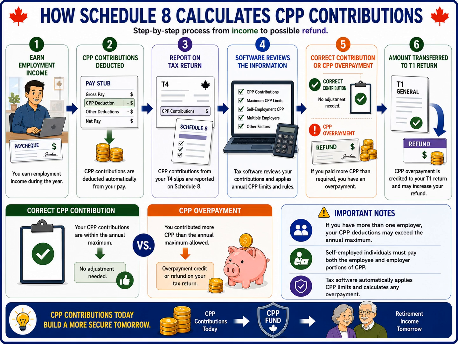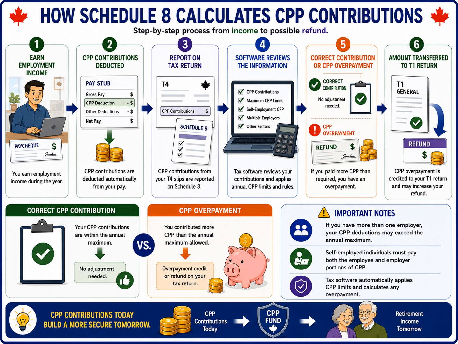income. After these checks are complete, one of two outcomes is possible. If the taxpayer has contributed the correct amount, no adjustment is required. However, if the taxpayer has contributed more than the maximum allowed, Schedule 8 identifies a CPP overpayment.